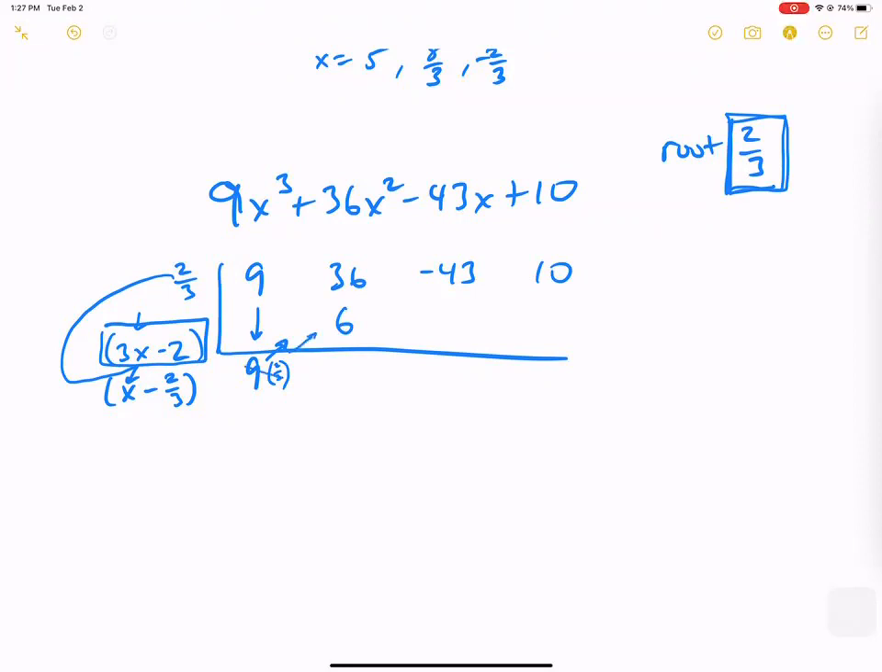Save yourself time. Add this, that's going to be 42. Try it again. We're going to multiply this by 2 over 3. 42 divided by 3 is 14. 14 times 2 is 28. If you want, you can multiply 42 times 2. 42 times 2 is 84. 84 divided by 3 is 28. Okay, both ways work.